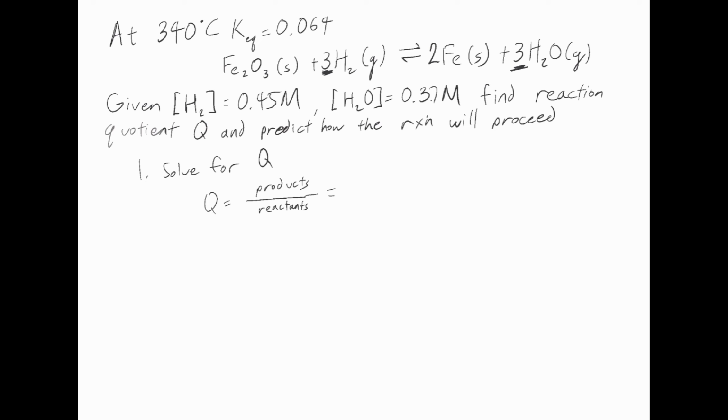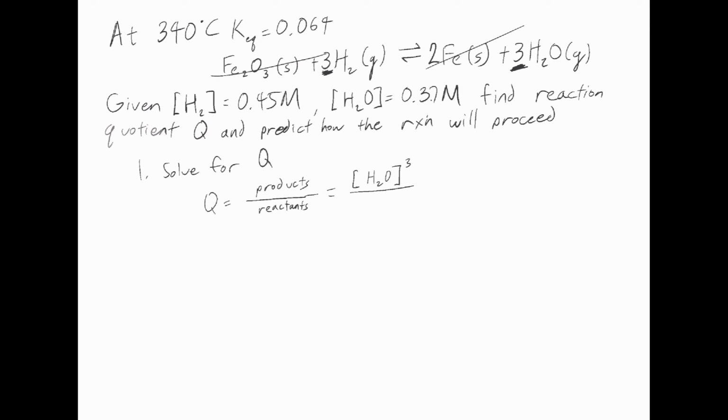Now, in our products, we have iron and H2O. However, for KEQ or Q, you only use gaseous or aqueous species. You don't use solids or liquids. You ignore them. So in our case, we're going to ignore this for the sake of calculation. That only leaves us with H2O in the numerator, and then you actually raise it to an exponent, which is just the coefficient of 3.